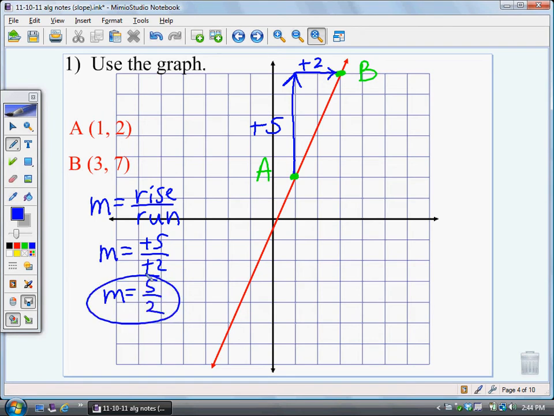Now your 5 halves could be written 5 halves, 2 1/2, 2.5. Okay, all of these things are exactly the same thing as 5 halves.